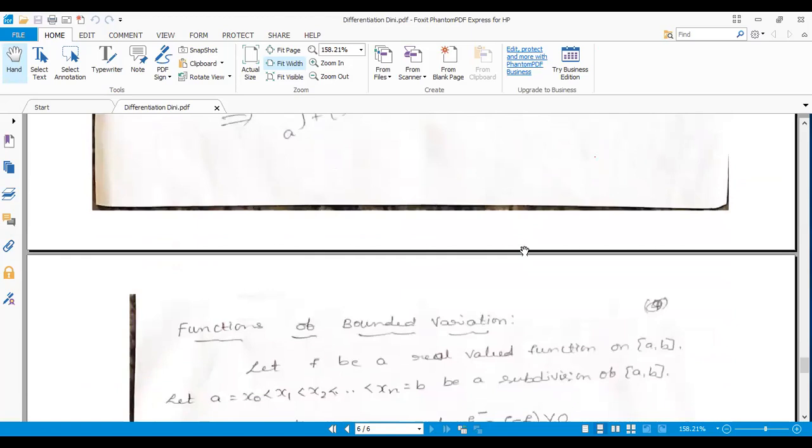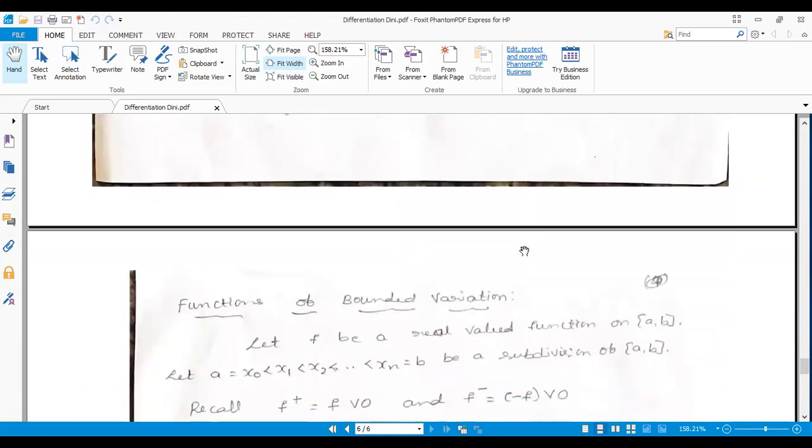In the next class, we will start with functions of bounded variation.